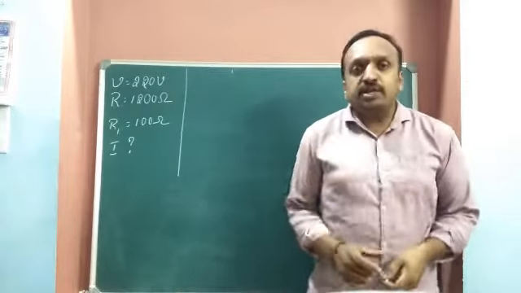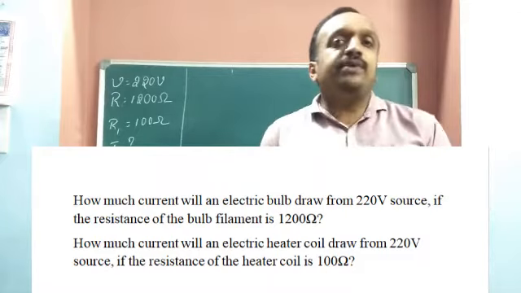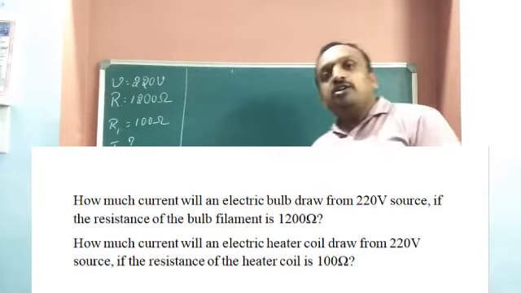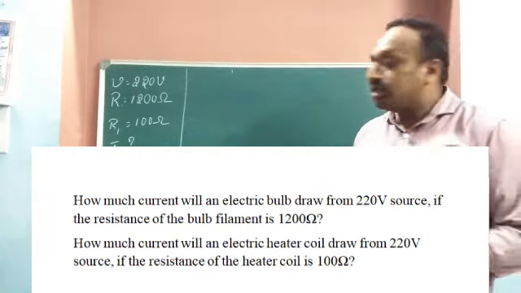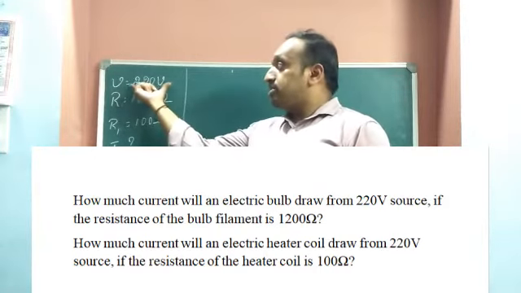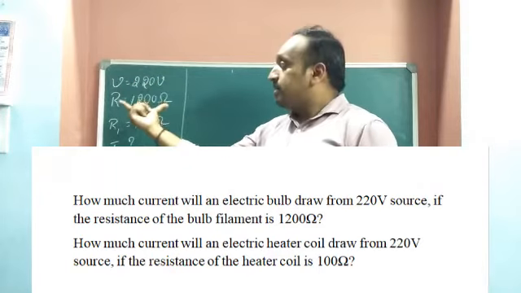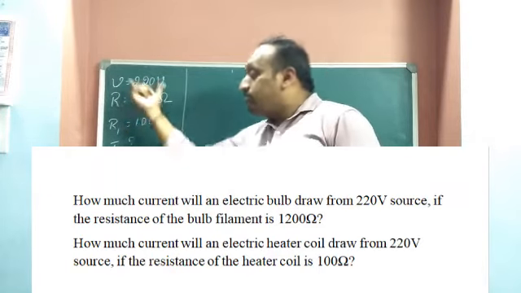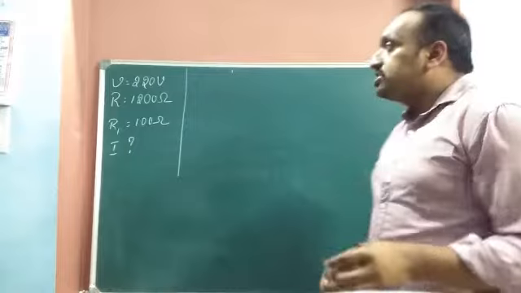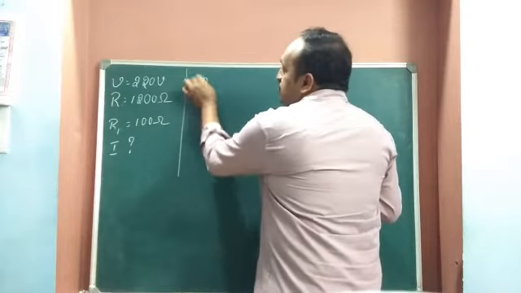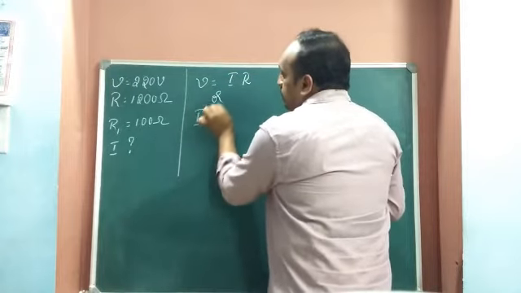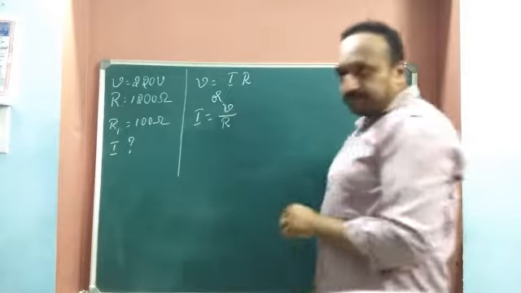Now let us solve a few numericals based on the content which we have discussed. Here we have two different questions. In two different questions they have asked us to find the current. So we need to find the value of current. The potential difference across the conductor they have given is 220 volts, but the resistance is varying. In both cases we need to find what is the current flowing in the circuit. So let us use the formula. We know V is equal to IR, or I is equal to V divided by R.